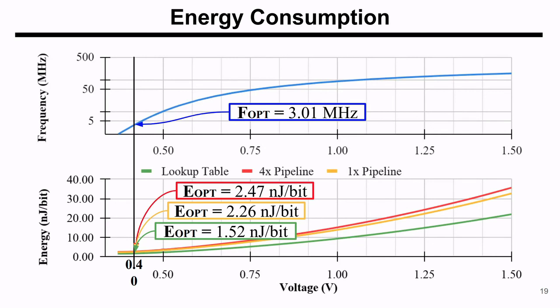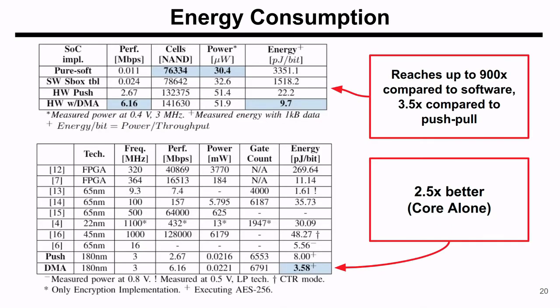With this design, the memory consumption of the core reaches down to 1.52 nanojoules in a 180 nanometer process technology, and an optimal frequency of 3 MHz at 0.4 volts. Using the custom instruction, the design is capable of achieving a 2 times energy reduction. A memory-mapped core reaches 300 times, and the DMA inclusion pushes the design up to 900 times in the overall system on chip.